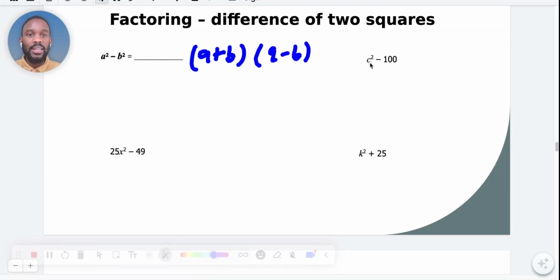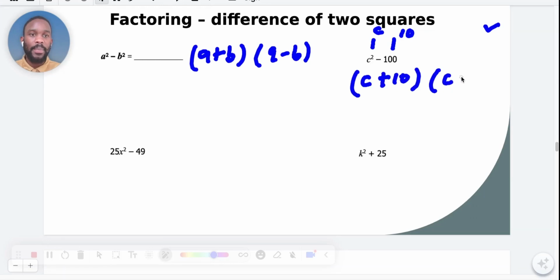If you have c squared minus 100, is c squared and 100 squares? Tick. Are we seeing a minus in between them? Tick. So this qualifies as difference of two squares. So what's the square root of c squared? It's c. Good. And what's the square root of 100? It's 10. Good. So this is the same as adding the square roots. So c plus 10 into bracket c minus 10. And you're done. That's factoring.